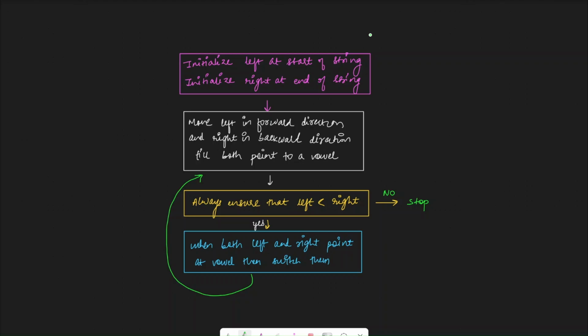So essentially what we are doing is, we are first initializing left at the start of the string and initializing right at the end of the string. Then we are moving left in the forward direction and right in the backward direction till both point to a vowel. When this is done, ensure that our left is less than right, and if it is, then we just switch the left and right vowels. And we keep repeating this till this condition becomes false, and when it becomes false, this is our stopping condition. Let us understand how we can translate this in code.